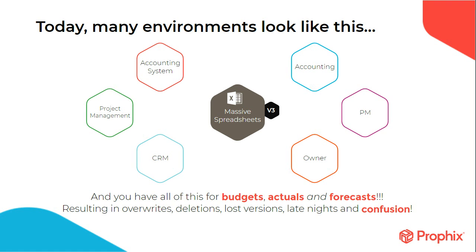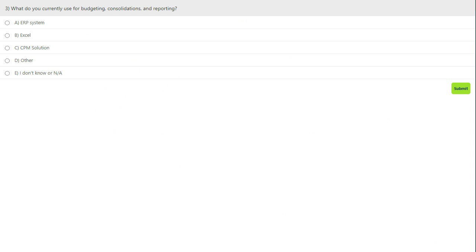So we're going to ask another polling question real quick. So Amy, I'm going to turn it back over to you to ask this question. All right, thank you, Eric. So our third polling question is, what do you currently use for budgeting, consolidations, and reporting? A, ERP system, B, Excel, C, CPM solutions, D, other, or E, I don't know, or NA.